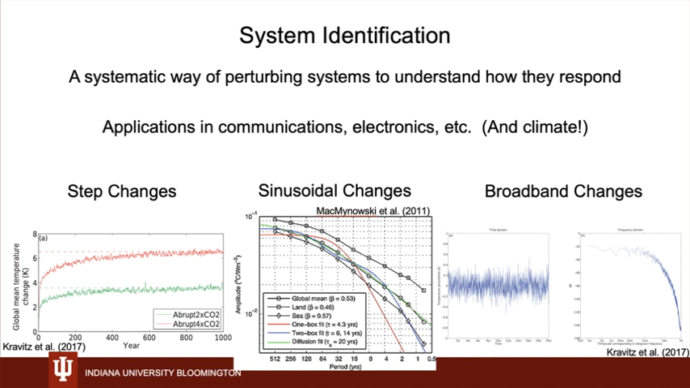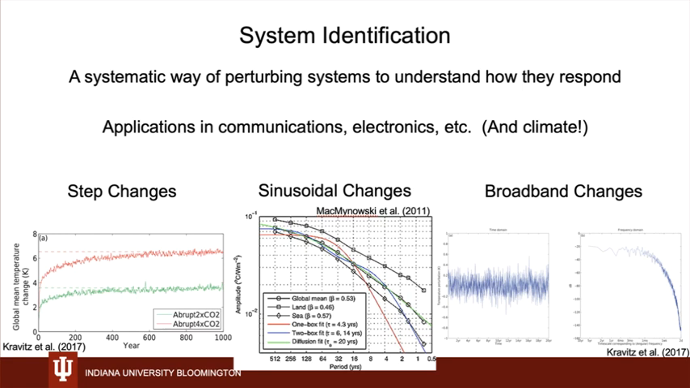There are step changes, like the abrupt 4 times CO2 simulation that's part of CMIP. So that tends to put a lot of power into low frequency, so the steady state response. It's not great for looking at high frequency behavior.